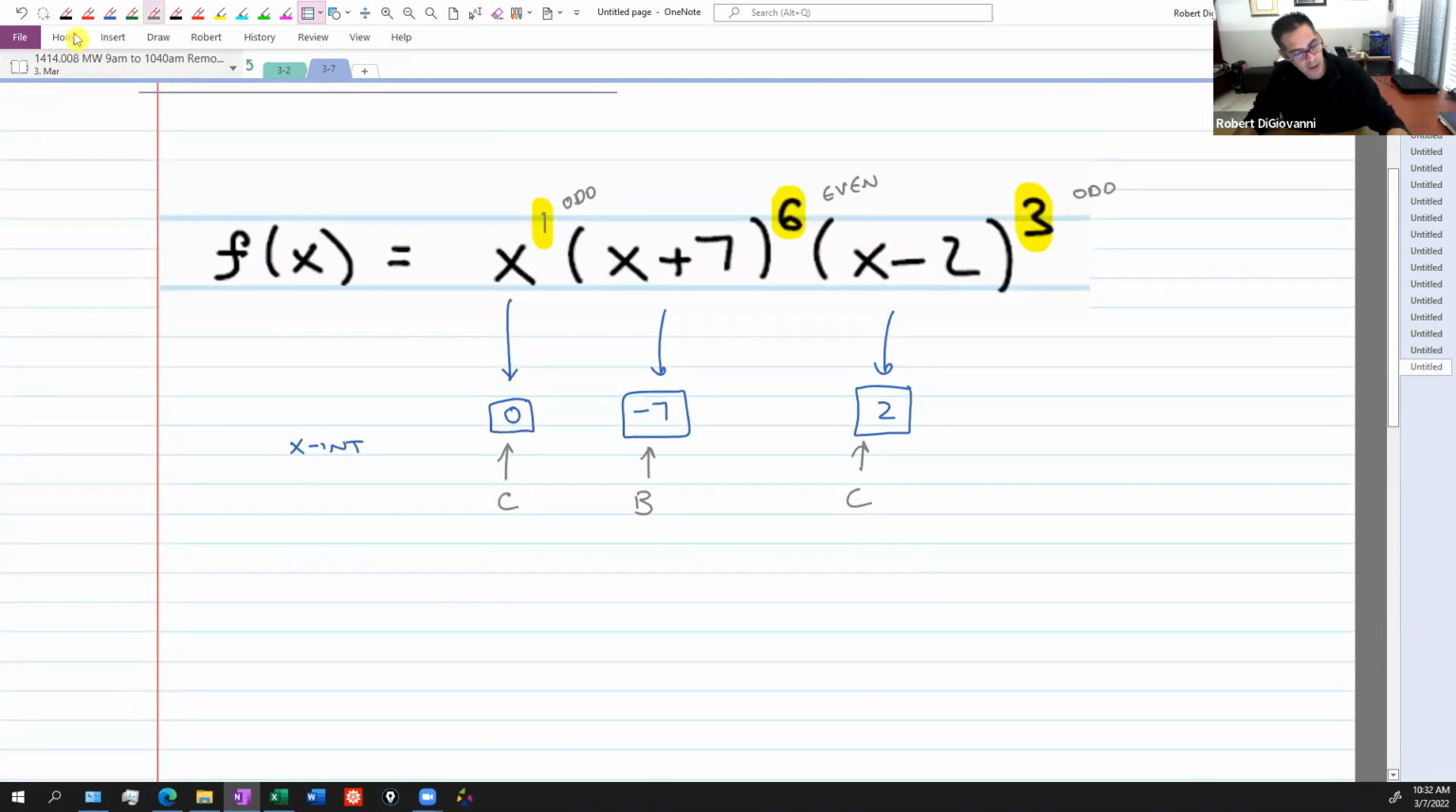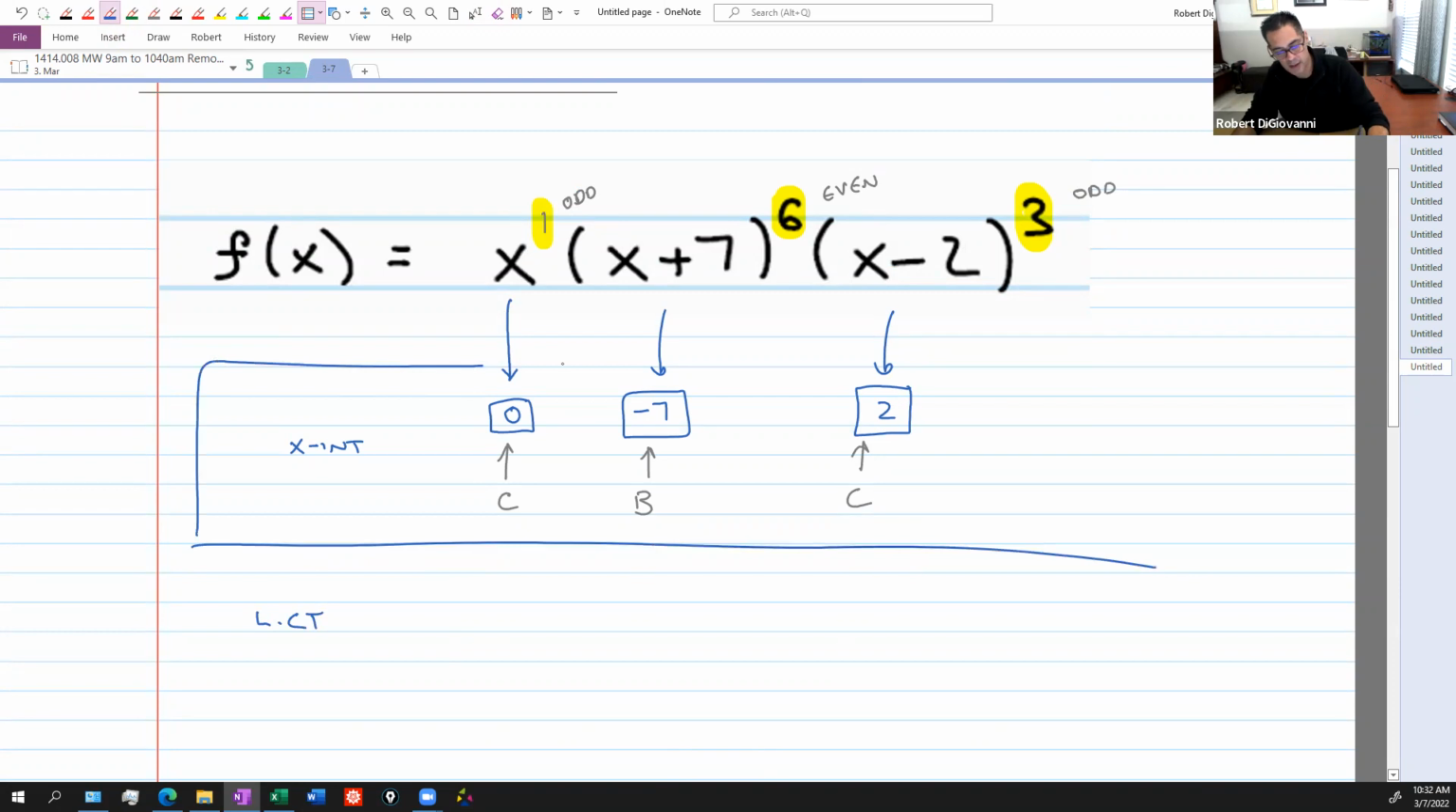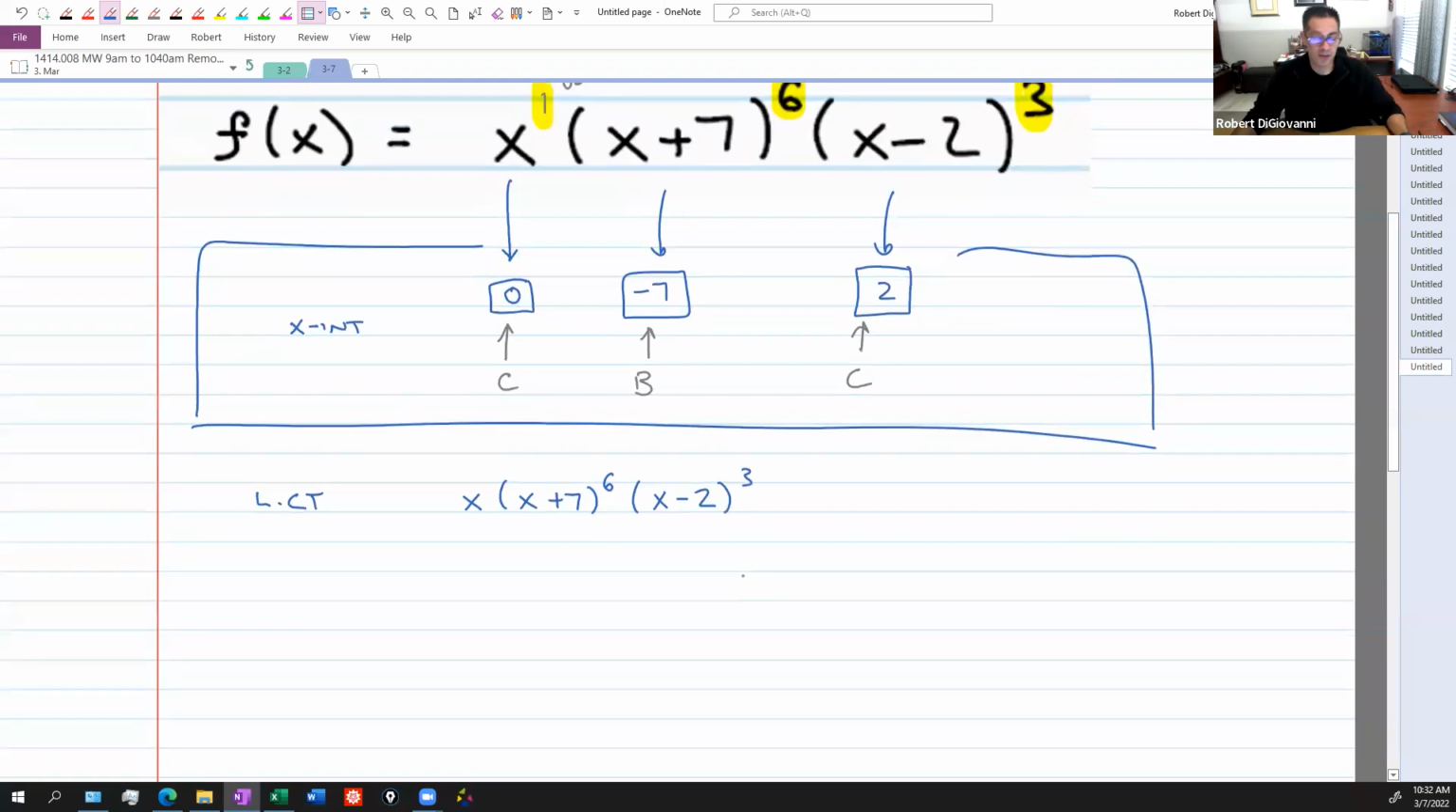You look at the factors to do the leading coefficient test. That's our x-intercepts. We're already done with that step. But for the leading coefficient test, let's just look at this thing. The way you do this is actually pretty simple. You look at each of the factors and you look at what the biggest power of x you would get out of them is. Let me explain.